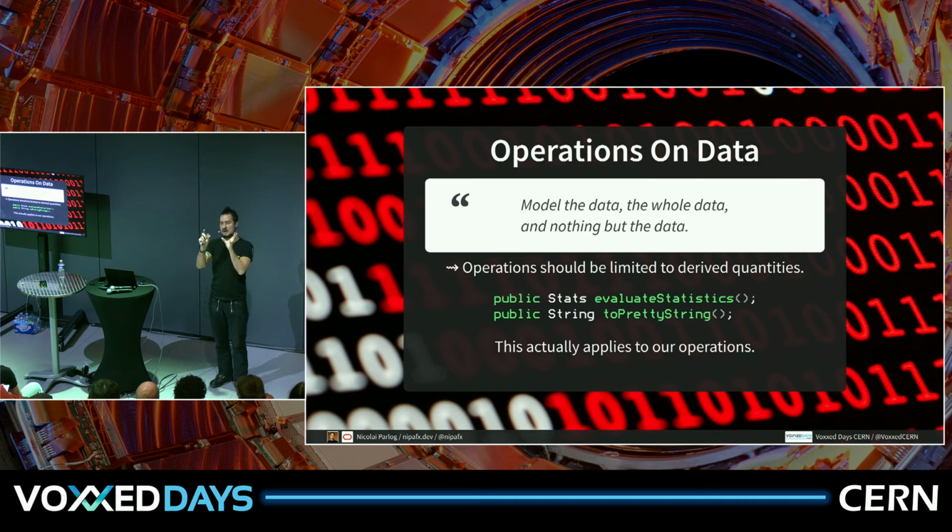Those methods only work on the record components, so they would be described as derived quantities. Those definitely go onto the record. That's fine. Everything more involved should go elsewhere.